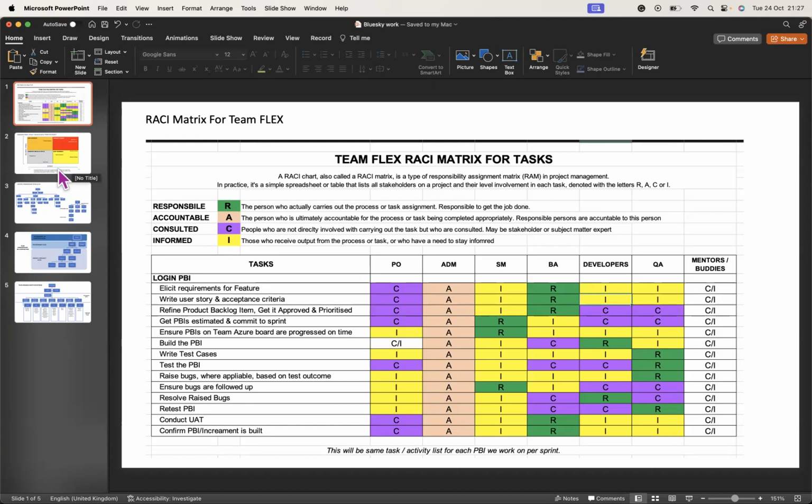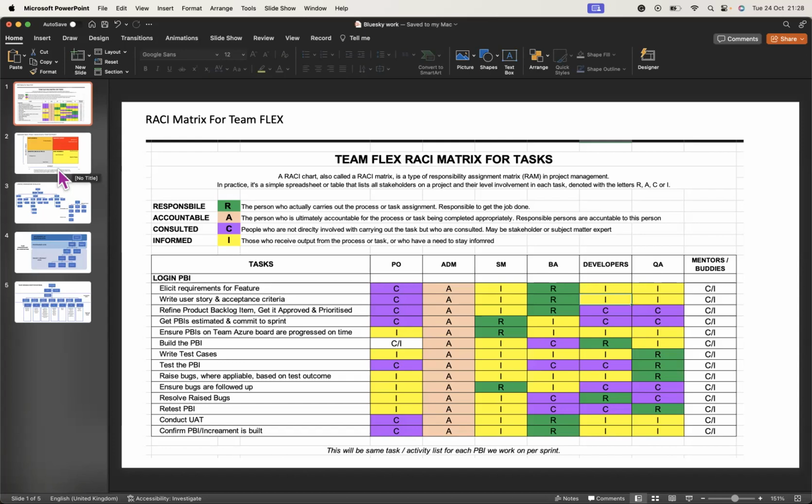So ensuring bugs are followed up, you put the Scrum Master, then you put the BA as consulted. No, the BA is informed. For ensure bugs are followed up, I put the BA as informed. Sorry, QA, I meant QA. Okay, let me follow that line. You put the QA as consulted. I'm just picking stuff at random, not following it one by one. No, that's fine.